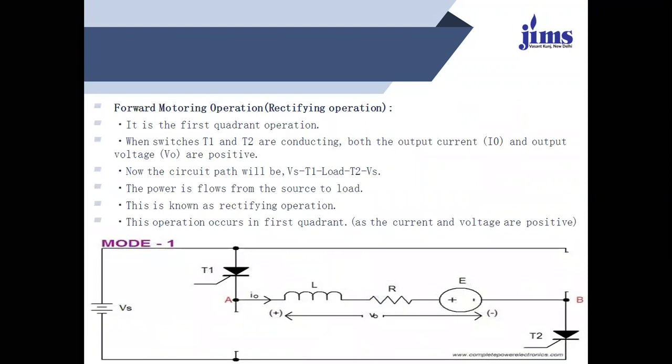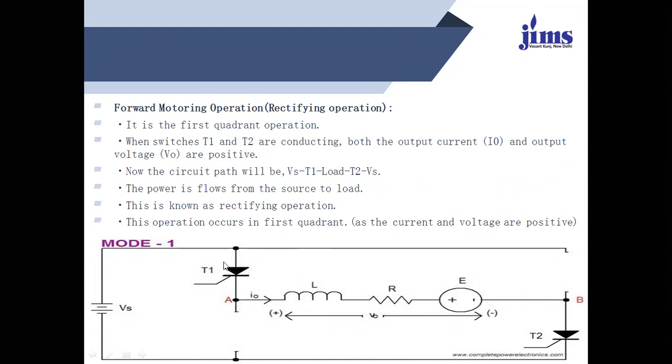Forward motoring operation. It is the first quadrant operation. When switches T1 and T2 are conducting, both the output current and output voltage are positive. Now the circuit path will be Vs, T1, load, T2 and Vs. So the power flows from the source to load. This is known as the rectifying operation. This operation occurs in the first quadrant as the current and voltage are positive.